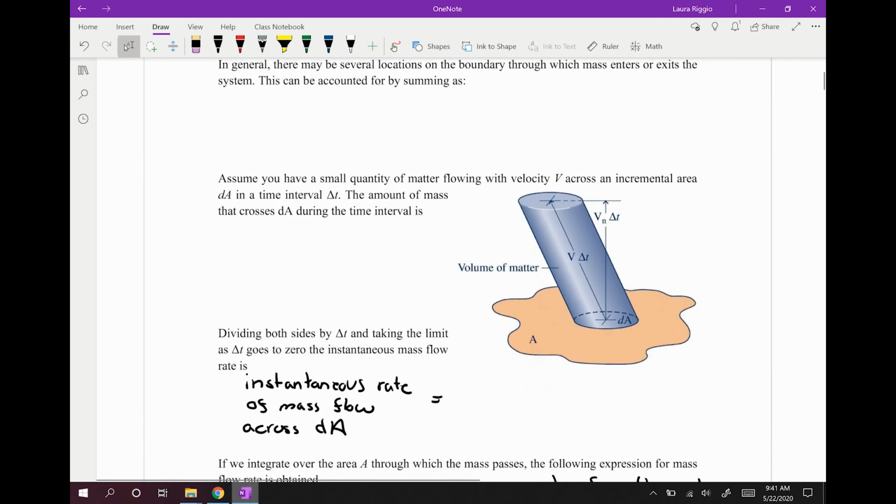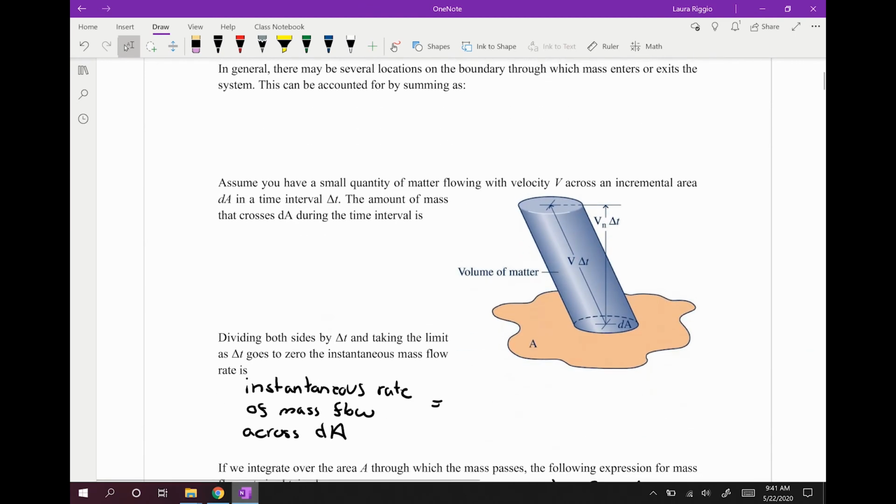In general, there can be several locations on the boundary through which mass enters or exits the system. We can account for that by summing them. So if I have multiple inlets and outlets, the change of mass within my system is equal to the sum of what goes in minus the sum of what goes out. So what does this really mean?